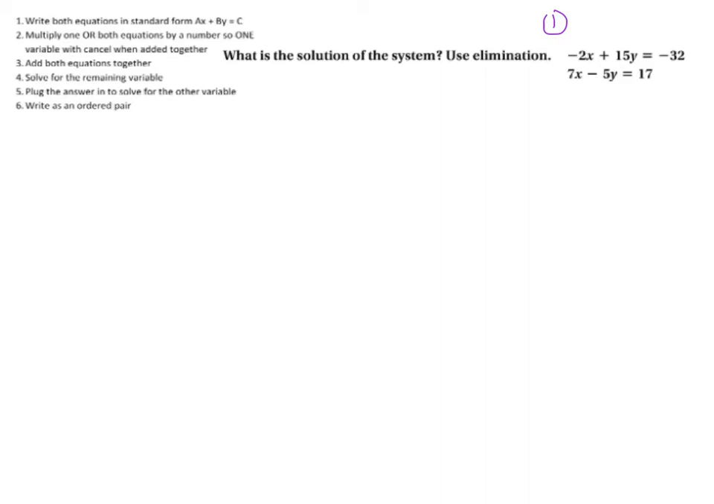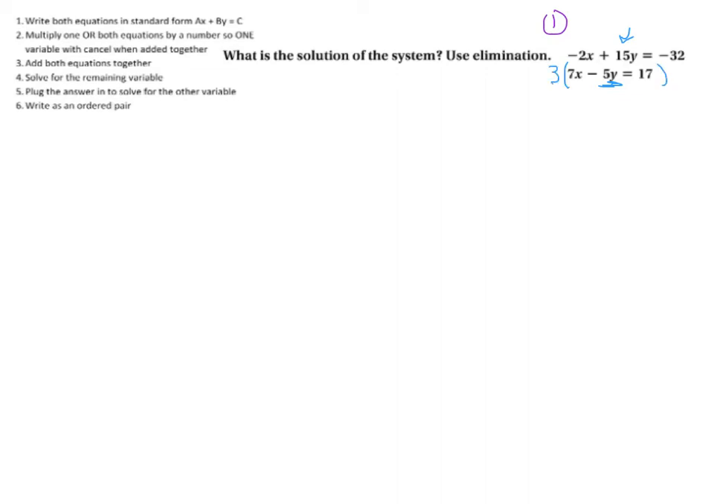When I look at 2 and 7, there's no number to multiply by 2 to get 7, or vice versa. But when I look at 15 and 5, because I'm looking at the 2 numbers that are in front of the y, I know I can multiply this y by something to get 15. And I have to think in my head, what number times 5 will give me 15? That's 3. So I'm going to multiply the second equation by 3.